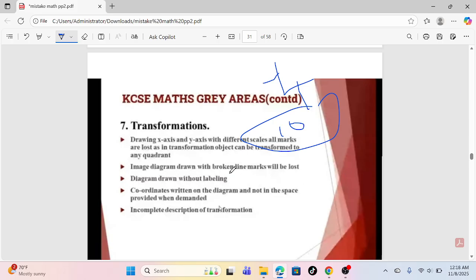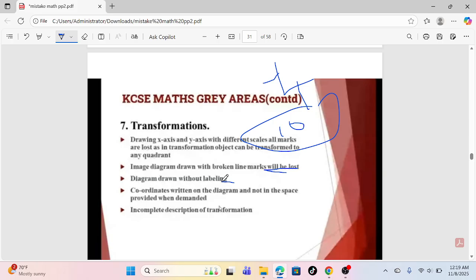Images drawn in the same with the broken lines, marks will be lost. So images hufai kuchora with dotted lines, tumia full solid lines. Diagram drawn without labeling. Also, in any drawing in mathematics, by the way, be it transformation, be it linear programming, you must label.